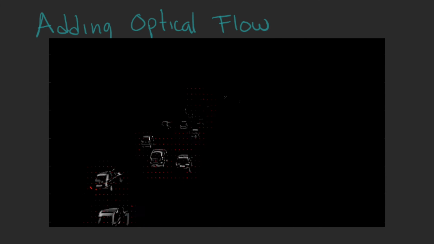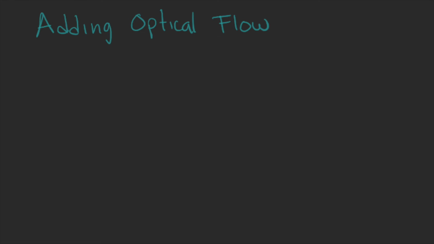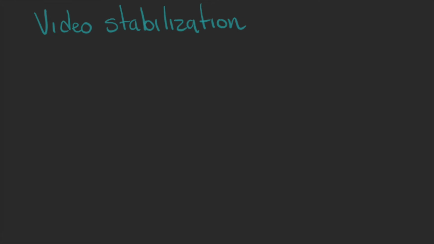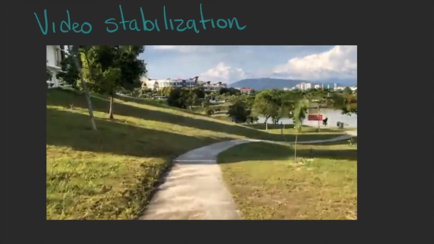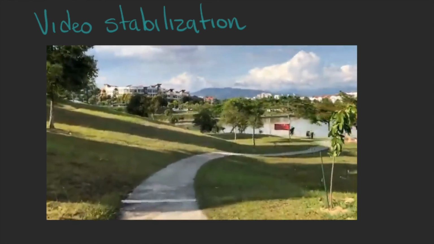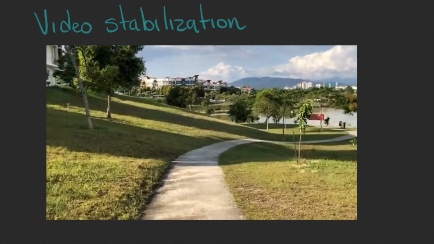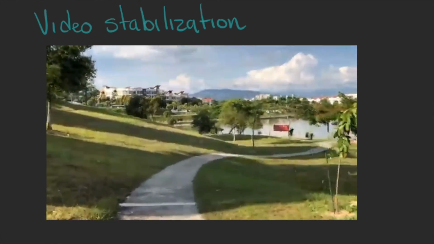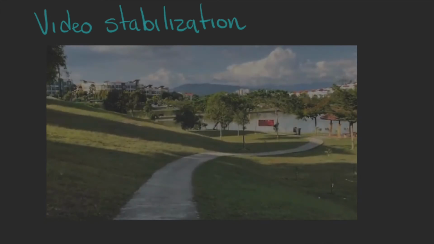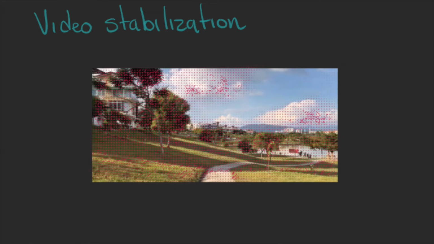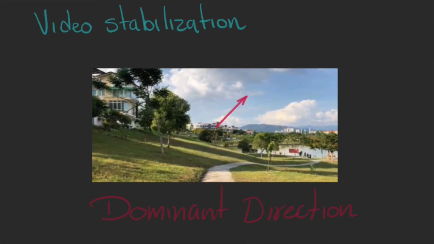Another typical application of optical flow is video stabilization. When we record the video with our smartphone, and especially when we do it while walking, the video can be shaky, making it not really appealing to watch. Here, we can use optical flow to calculate the most dominant direction. Usually, it will be related to the background.